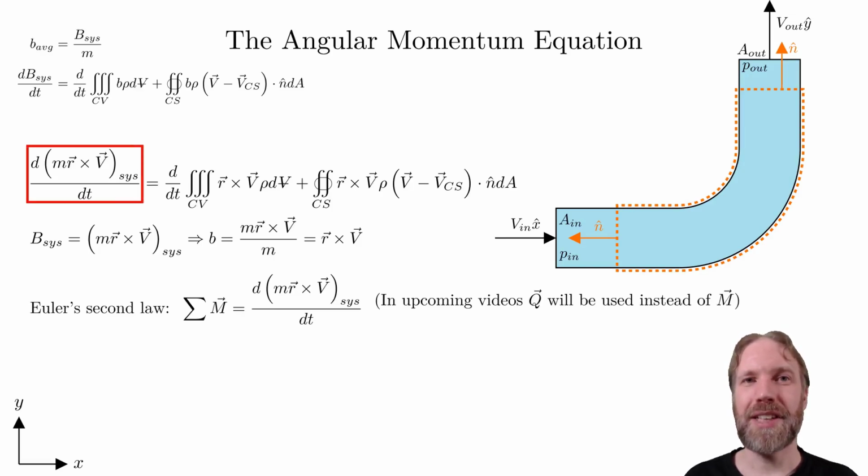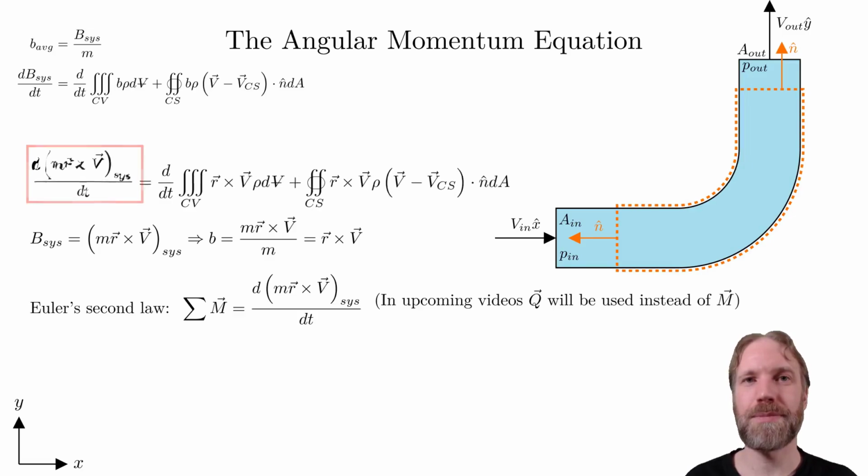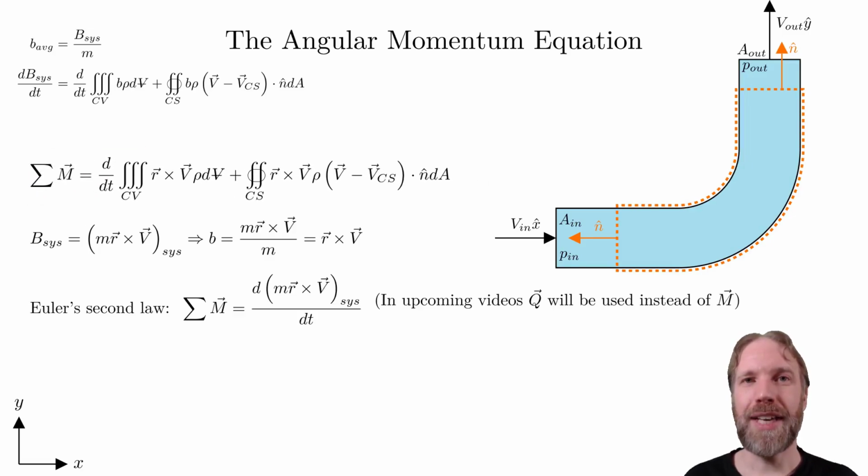Replace this with the sum of the external moments of force, and we have the angular momentum equation. This equation should be used in a very similar way as we used the momentum equation. So you can follow the steps given but change the force to the moment. This is all I want to say about this equation here, and we will move on to the next equation.